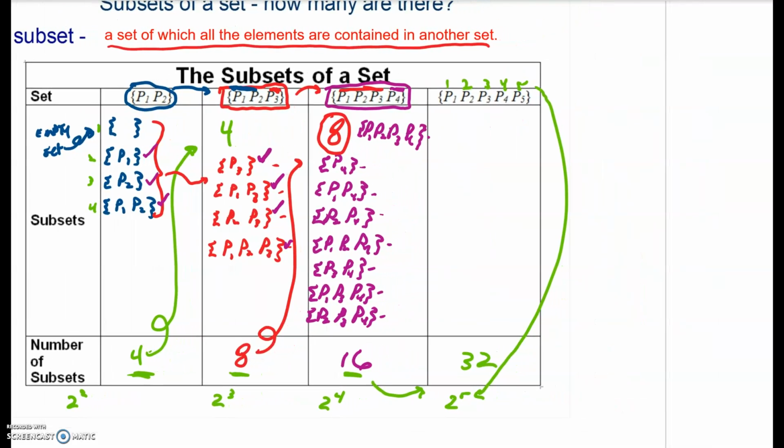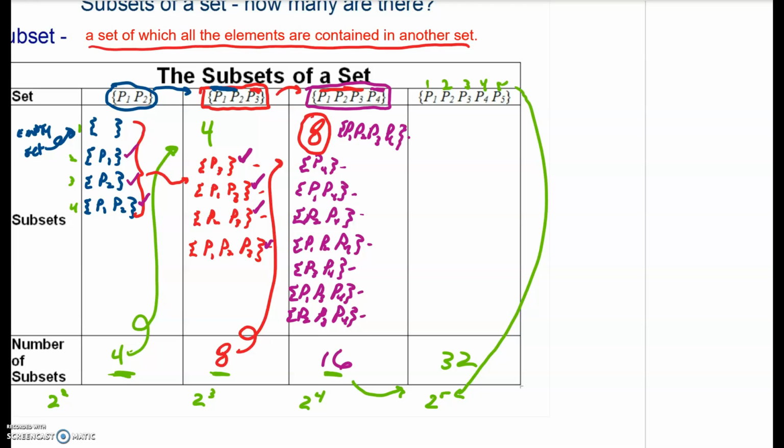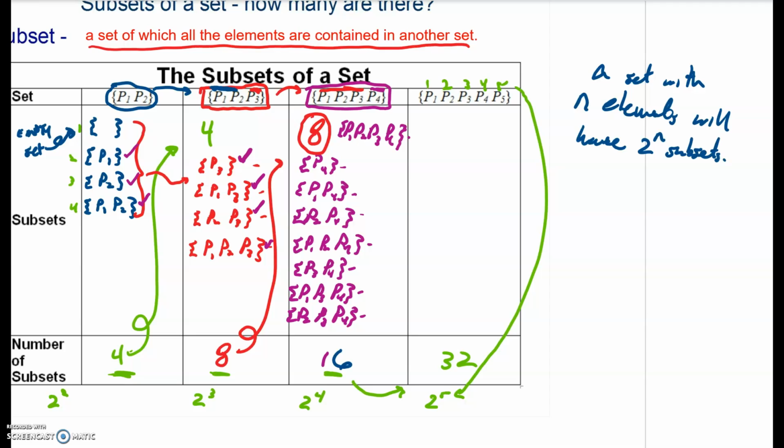So if we want to generalize this, how many total subsets can we have? A set with n elements will have 2 to the n subsets. N elements will have 2 to the n subsets.